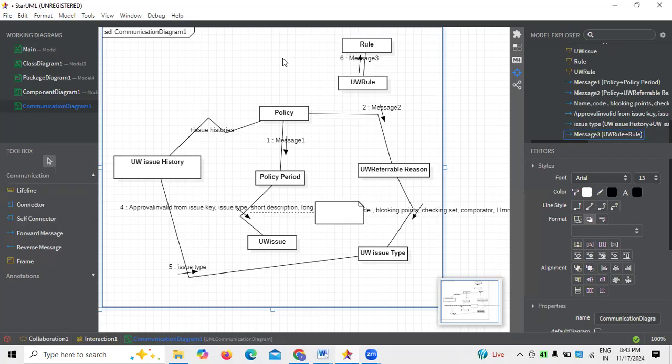Now, how this underwriting issues implementation will take place and how this can be done, I am going to discuss in the next session.